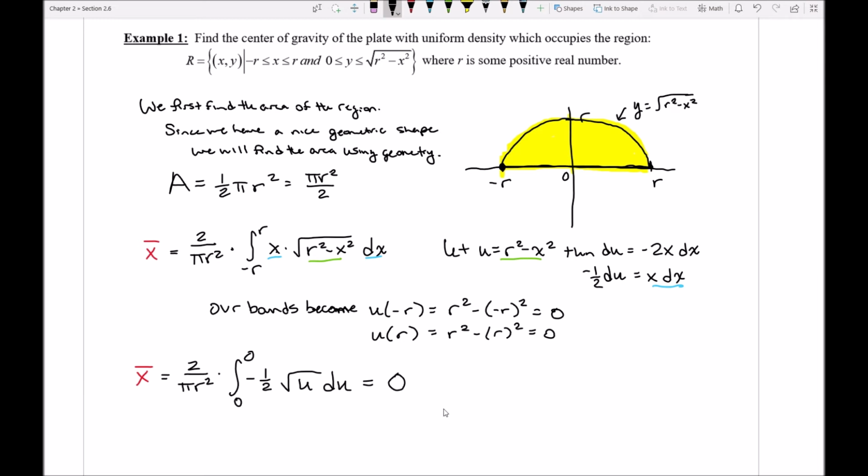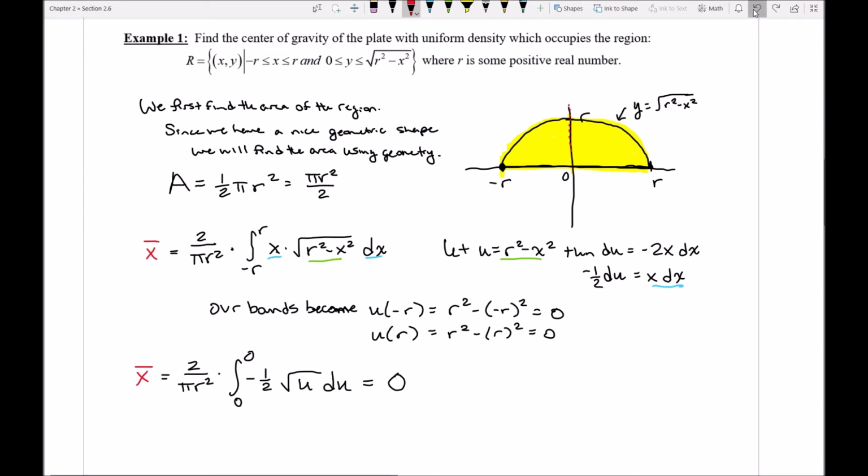So I can automatically see then that wherever the center of gravity is, it exists somewhere along my y-axis, where the x-coordinate is 0. And if you think about it, that actually makes a lot of sense if you were intuitively trying to find the balance point for this region. It would have to be somewhere along this line.